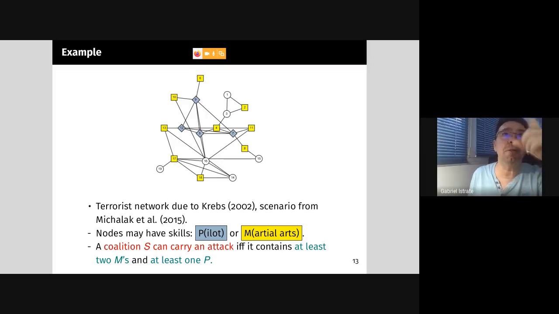In this scenario, you have the nodes in this network, and nodes may have one of two skills. They're either pilots or know martial arts. Of course, there are some nodes which don't have any skill, like 16 has no skills. A coalition of nodes is said to be able to carry out an attack if it contains at least 2 people that know martial arts and at least 1 pilot.